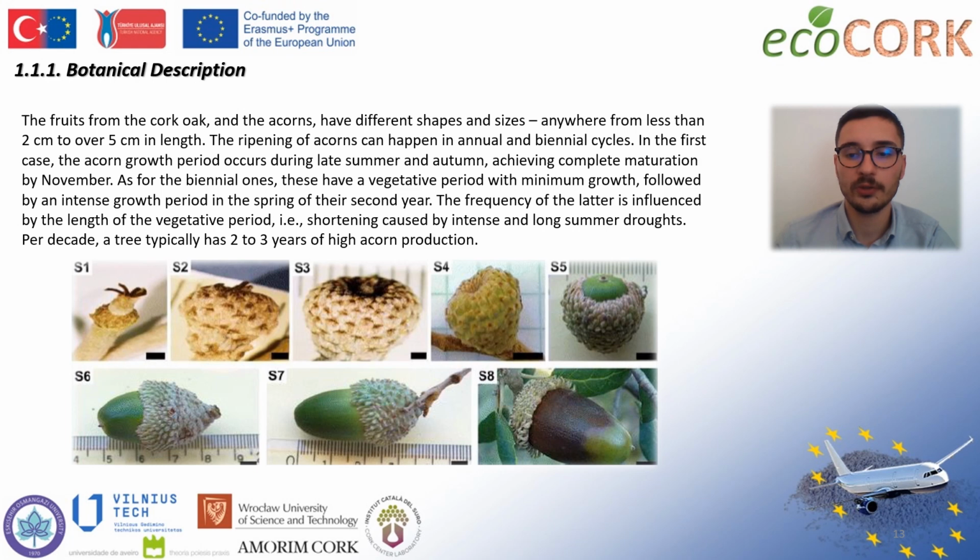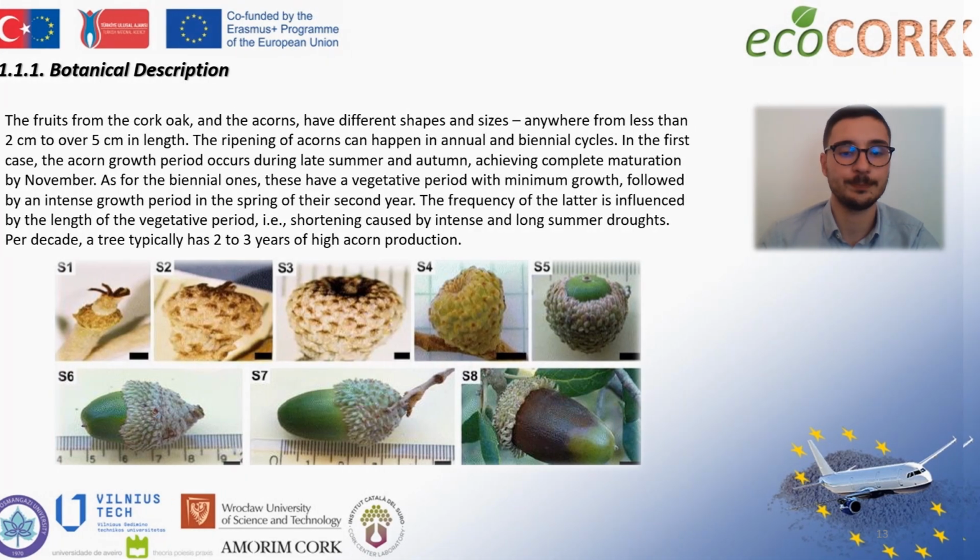Acorns can be ready to eat once a year or every 2 years. In the first case, the acorns grow during late summer and fall, and they are fully grown by November. As for the ones that live for 2 years, they have a period when they grow slowly and then a time when they grow quickly in the spring of their second year. A tree usually has 2 or 3 years every 10 years when it makes a lot of acorns.